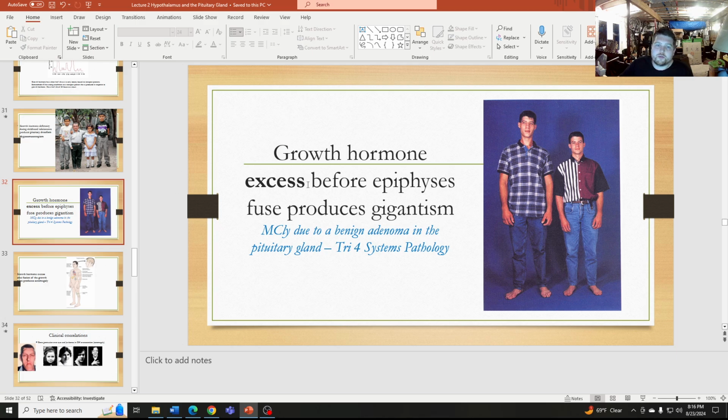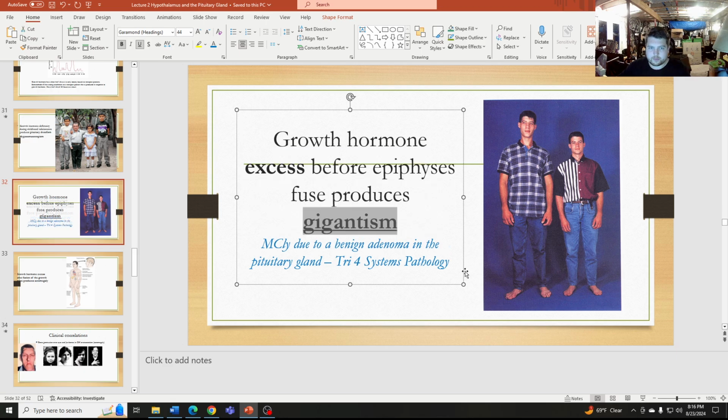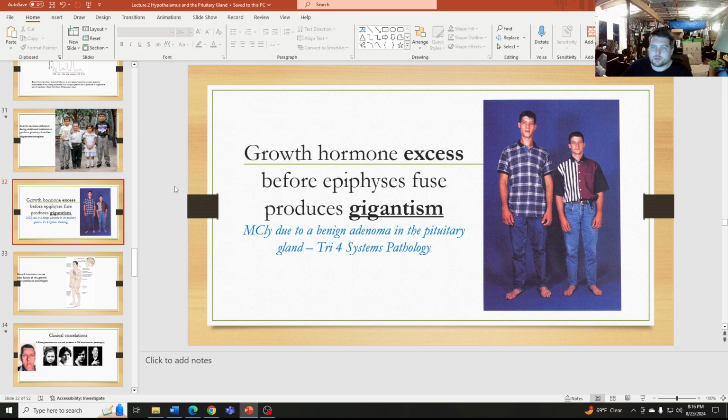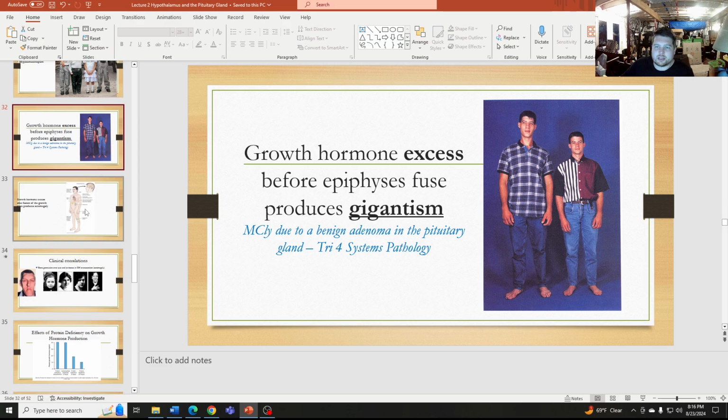If you have too much growth hormone, so you are releasing way too much growth hormone before your growth plates are closed, this leads to gigantism. Essentially your body grows and grows and grows without stopping because your growth plates are still open and you can continue to grow.